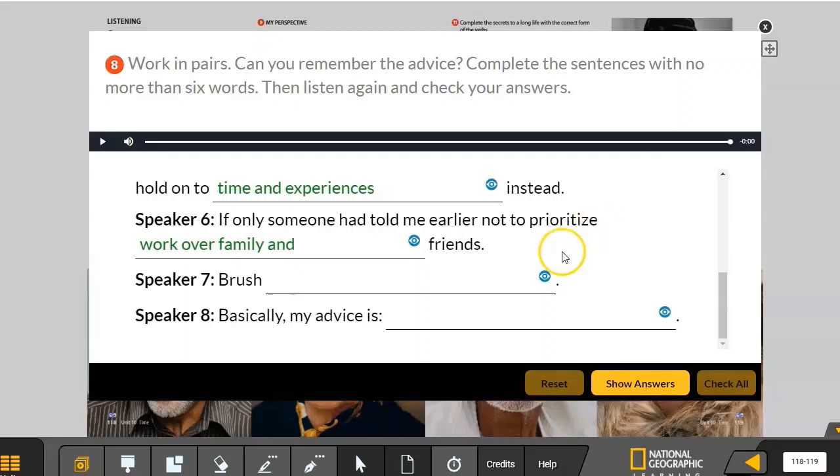Okay, speaker 7 says brush your teeth regularly. Okay, that's a hygiene rule. And finally, speaker 8, basically my advice is take your own advice, right? Take your own advice. Yeah.